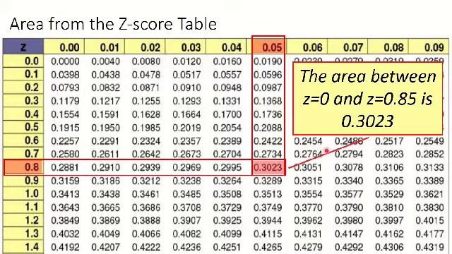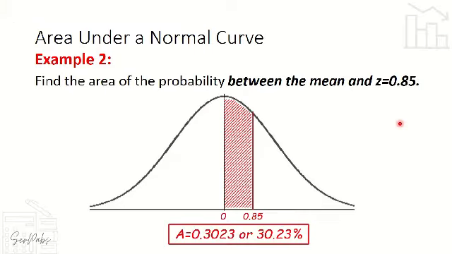So, therefore, the area between 0 and 0.85 is 0.3023 or 30.23%. So, i-label natin dito. So, we have 30.23%. So, yun yung area ng ating probability between 0 and 0.85, between the mean and 0.85.